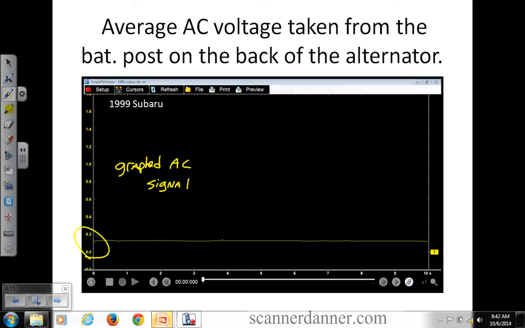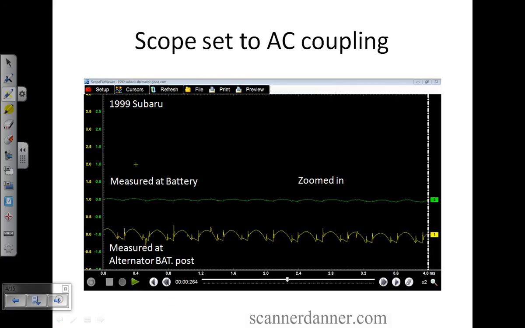That's good. So the number I'm giving you guys, less than 300 millivolts, that would be a graphed or average number. So if you connect your multimeter in an AC scale to the back of the alternator, you can rely on that number. Okay? That's not scope numbers. Let's see what this one looks like on the scope.